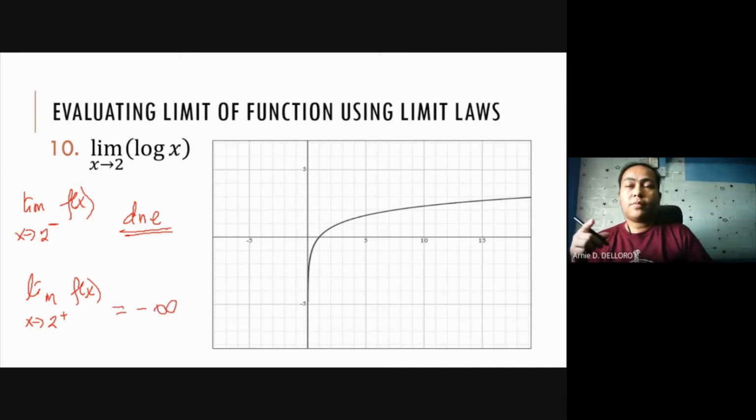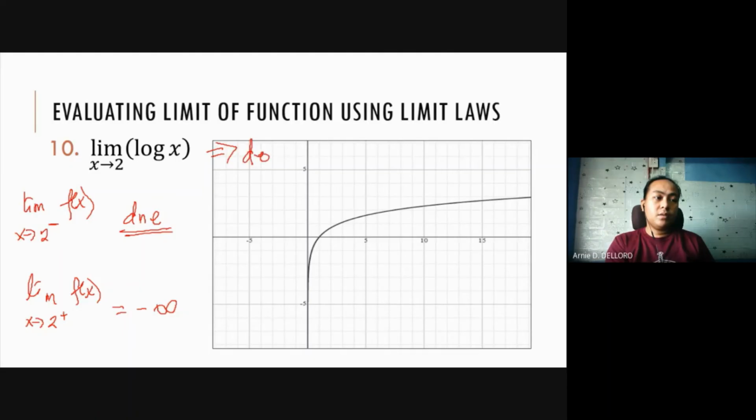Now, take note, sabi natin, the condition for the limit of the function to exist is that the limit from the left must be equal to the limit from the right. And in this case, obvious naman, hindi sila equal. So therefore, the limit of the function log of x as x approaches 2, okay, does not exist. Okay? So yan po yung sagot dyan.